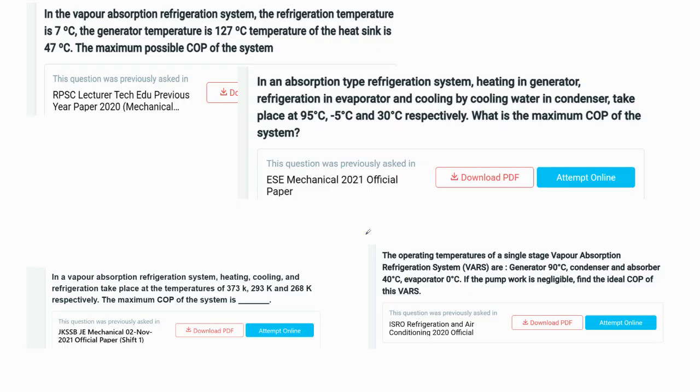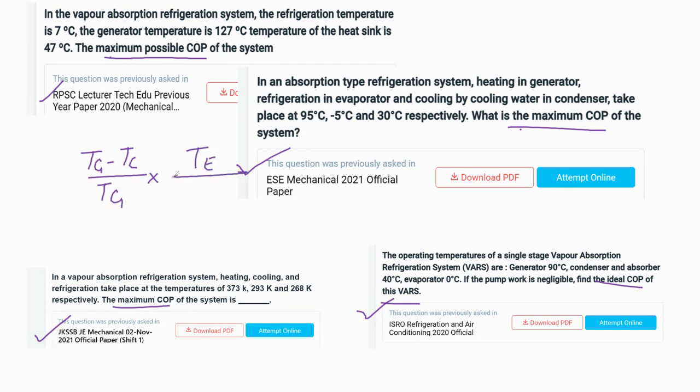Okay, so you can see this question is asked in many exams. Like you can see this question is asked in ESC mechanical, in JKSSB, in ISRO, and in RPSC, the same question, and you have to calculate the maximum possible COP. So always remember the formula of maximum possible COP. It is (TG minus TC) divided by TG, multiplied by TE divided by (TC minus TE). So this is the formula of Carnot COP for a VARS cycle. I think you understand this thing.